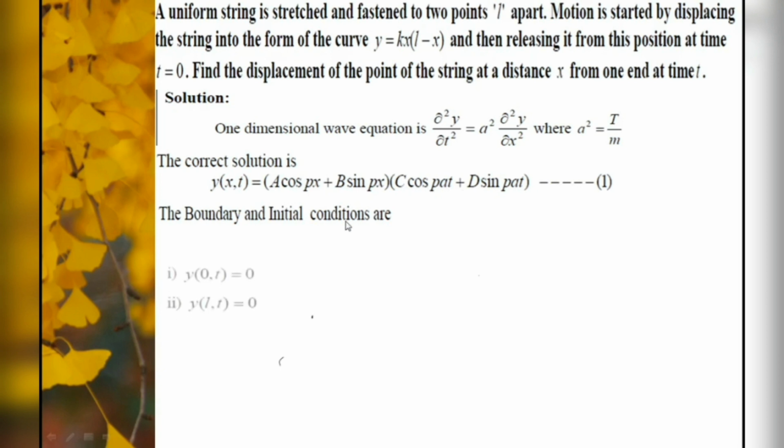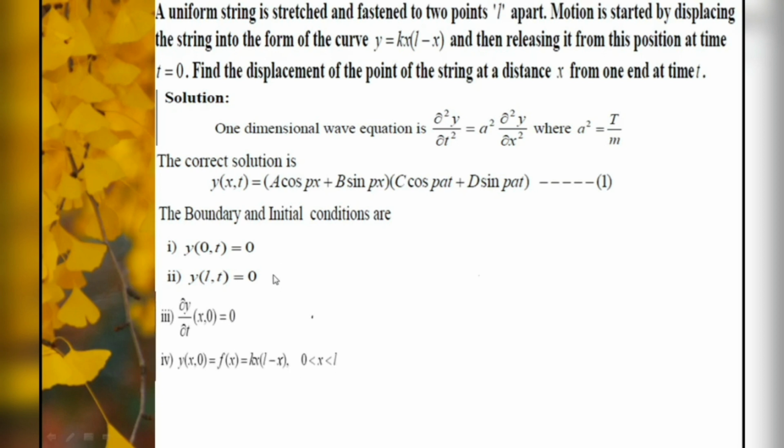Now the boundary conditions are: it is given that the two ends of the string of length L are fixed. Therefore there is no displacement when x is 0, and when x is L the displacement is 0. So we write that as y of 0 comma t equal to 0, y of L comma t equal to 0. In both cases t value is greater than 0.